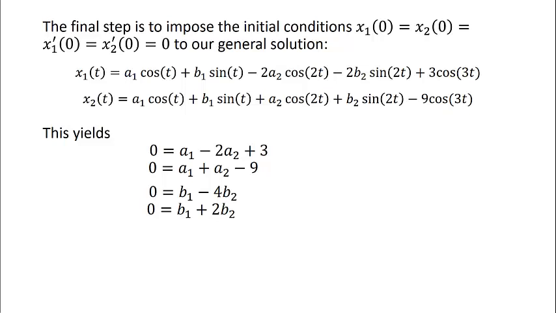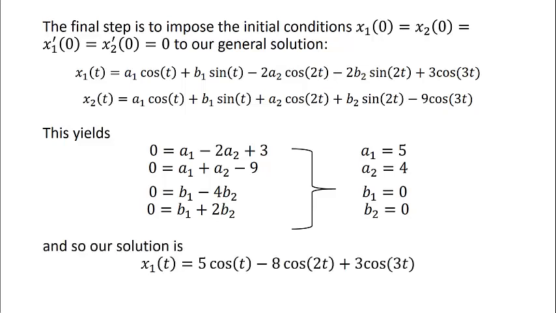We solve these two systems and find that a1 is 5, a2 is 4, and b1 and b2 are both 0. We plug those values into our general solution, and our final solution is that x1 is 5 cosine of t minus 8 cosine of 2t plus 3 cosine of 3t. x2 is 5 cosine of t plus 4 cosine of 2t minus 9 cosine of 3t.